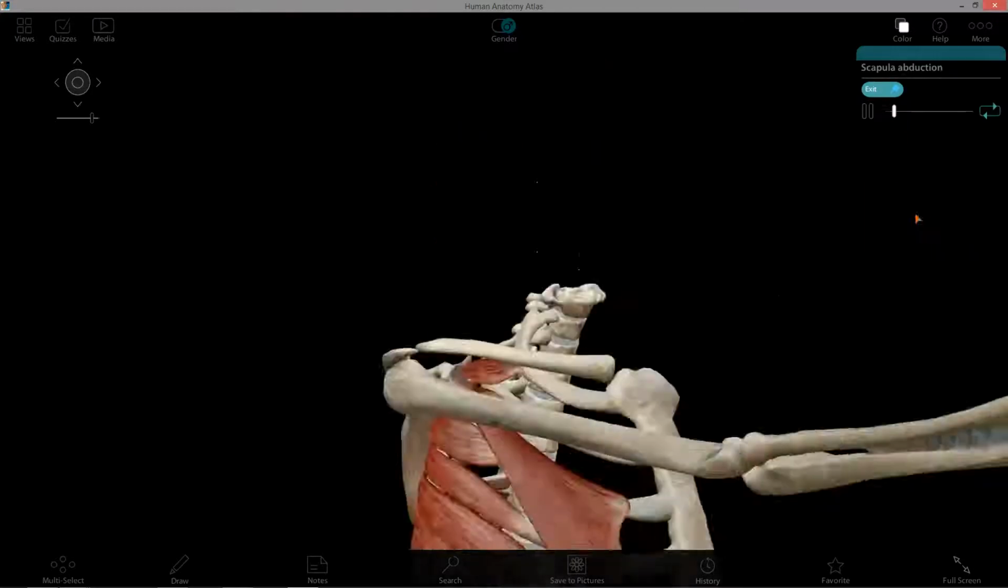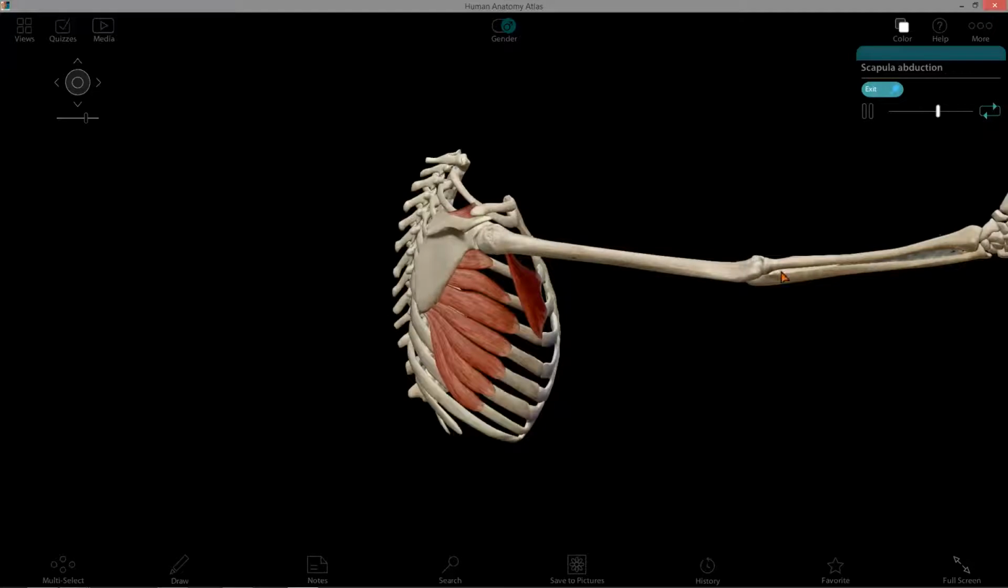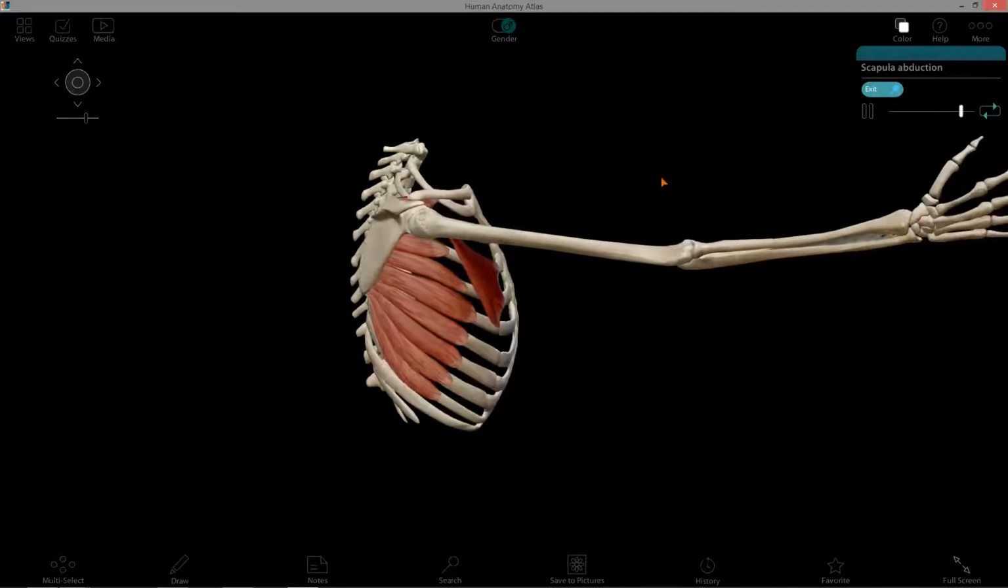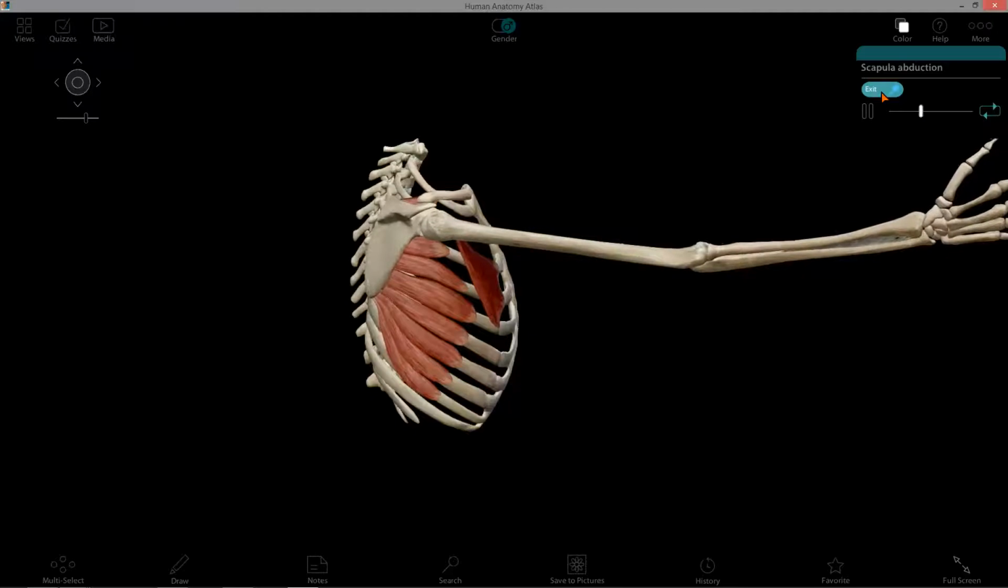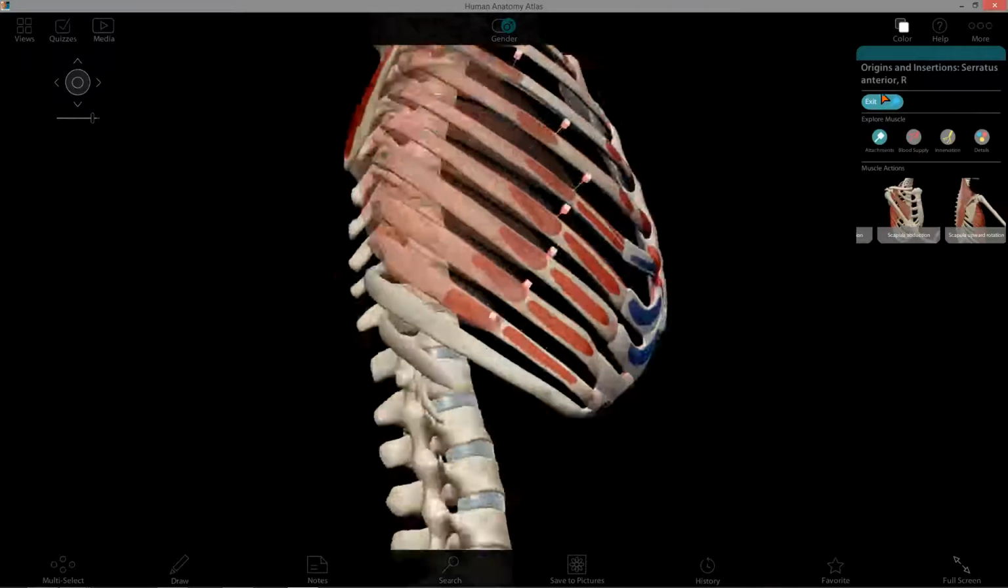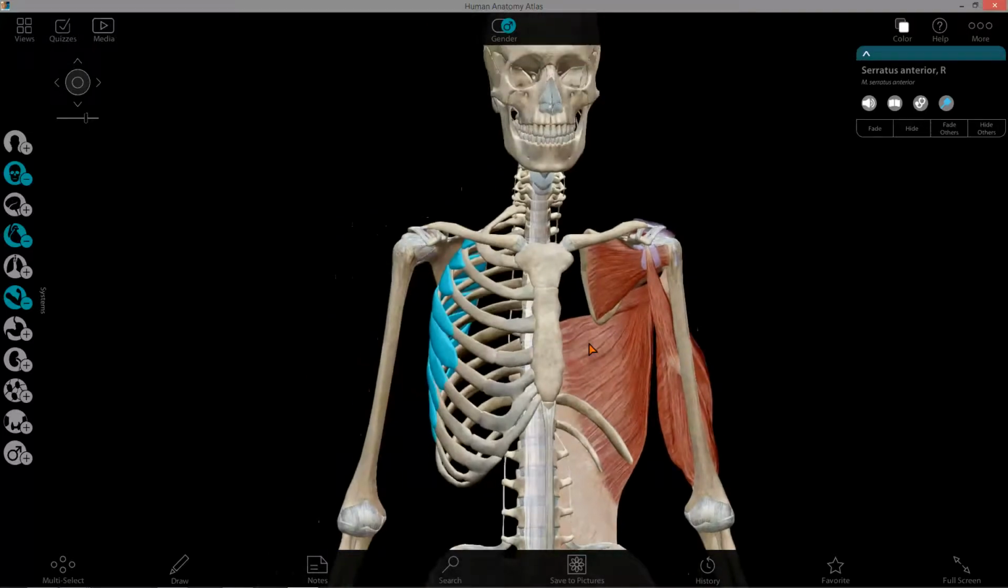I'm just going to show you like this. See how it's kind of extending forward like that? Here it's called scapular abduction, also known as protraction. And it's kind of reaching out to touch someone. That's what the serratus anterior does. Okay? And so that's the last muscle I just wanted to cover, just for the sake of thoroughness.